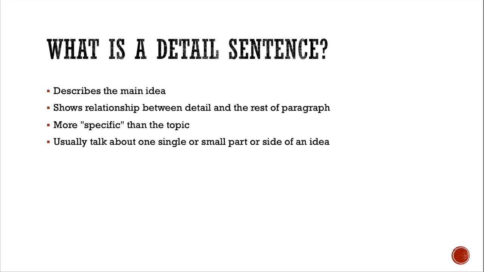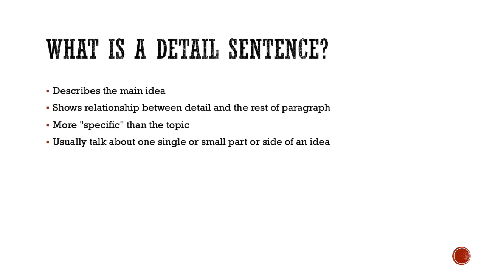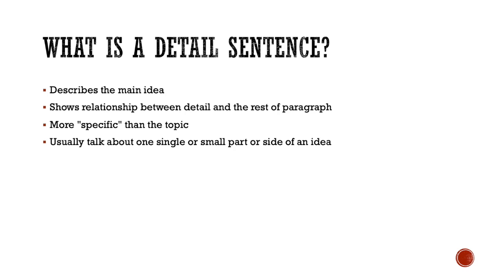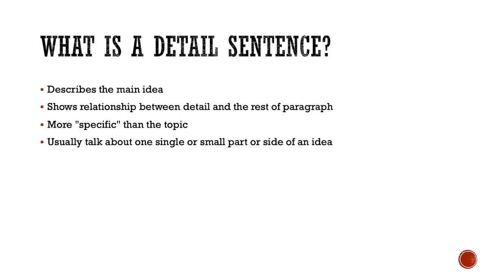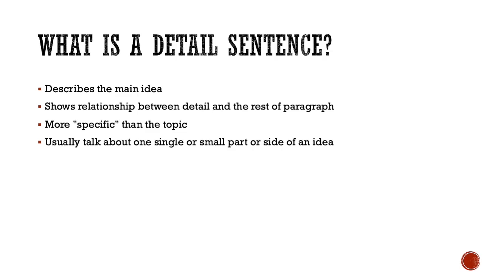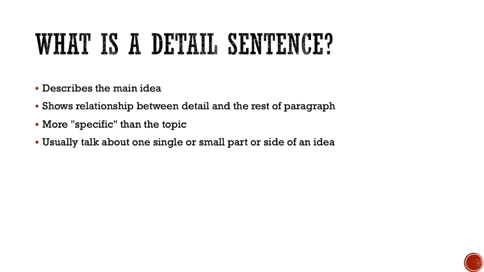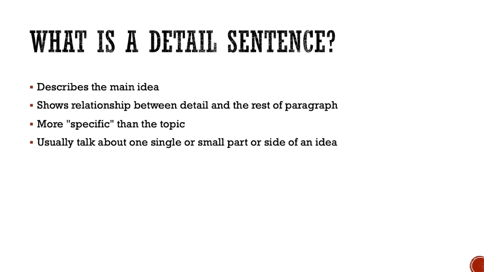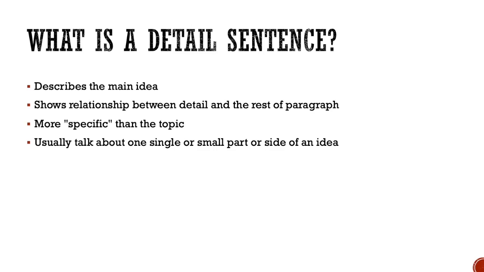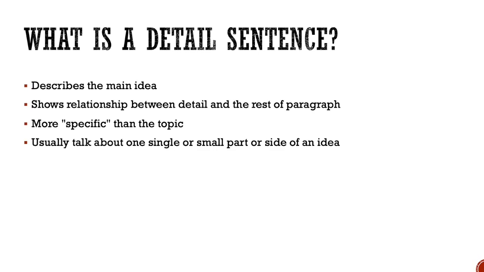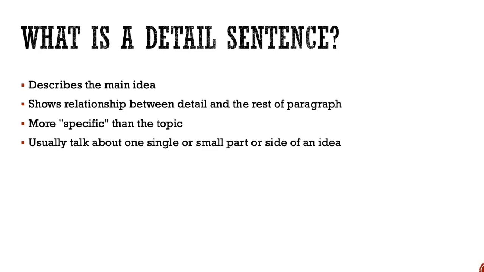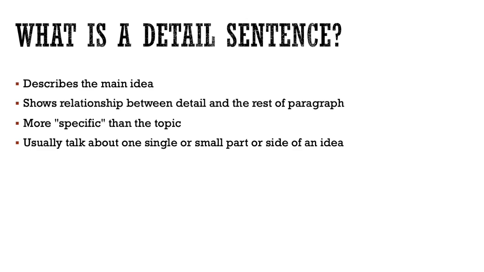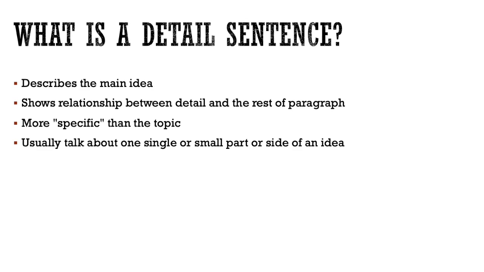So what is a detailed sentence? A detailed sentence describes the main event. It shows the relationship between the detail of the actual sentence and the paragraph. It will be more specific than the topic, and usually you talk about a single or a small part or just one side of an idea. If you compare a detailed sentence to a sandwich, the bread of the sandwich would be the clincher and the topic sentence, whereas the meat of the sandwich would be the detail.